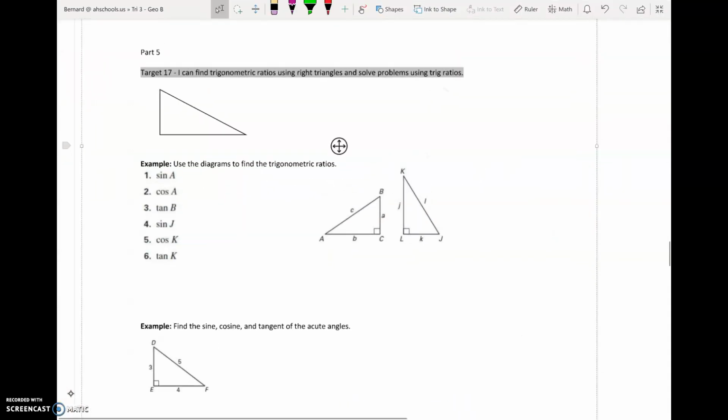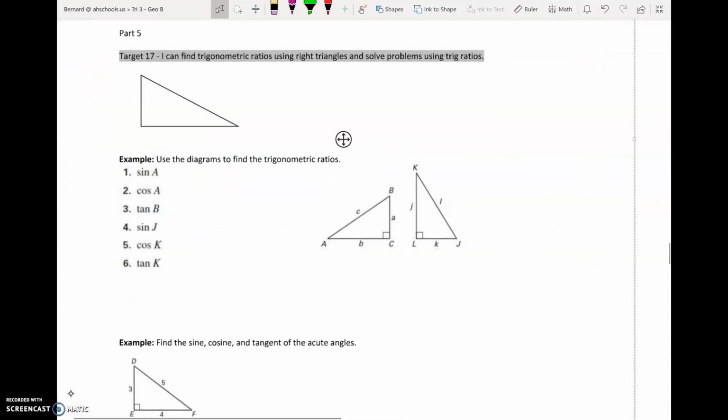Hi everyone, welcome to the part 5 video, note video for Unit 6. We're moving on to a new learning target today. You'll see that is target 17. So this is the last unit learning target of Unit 6.